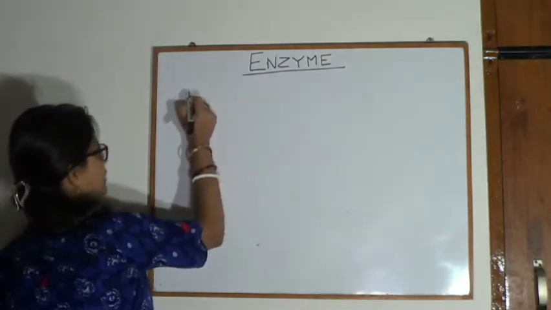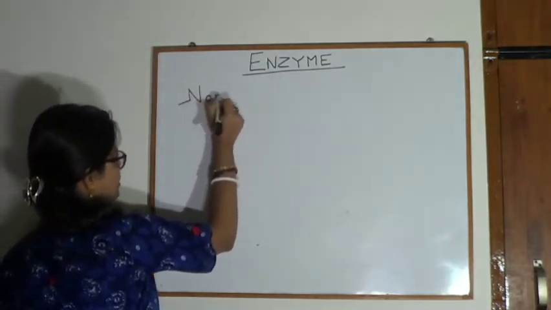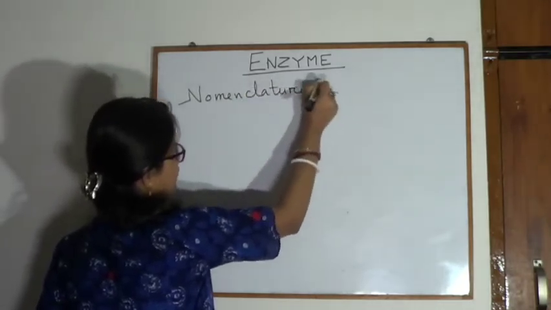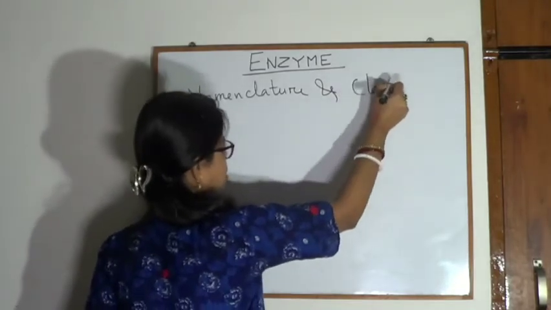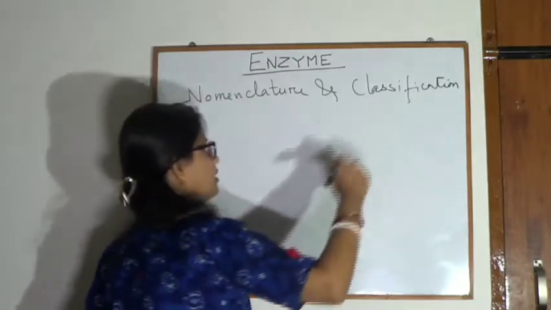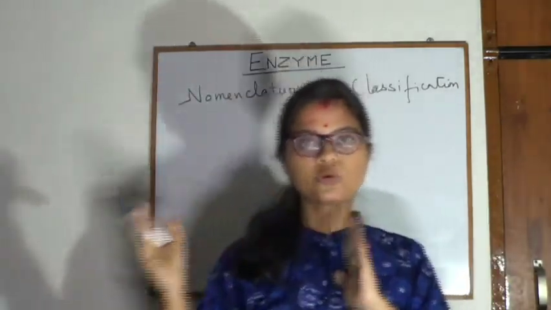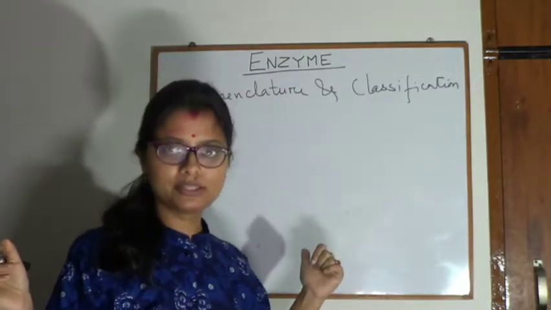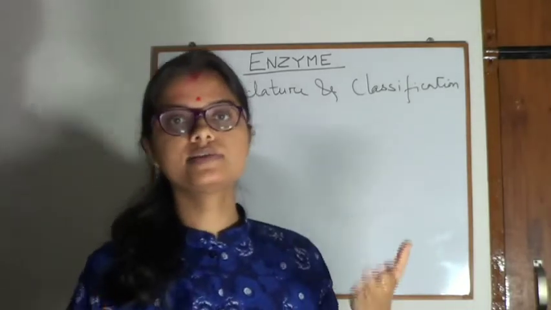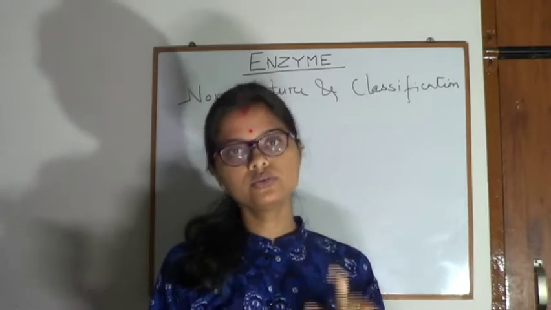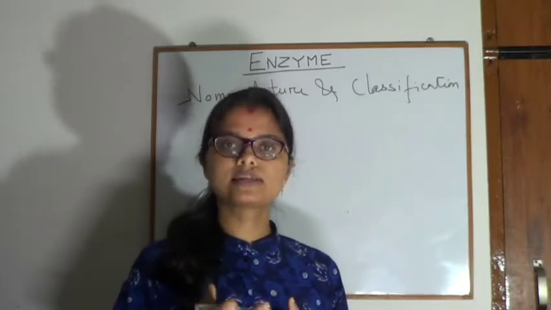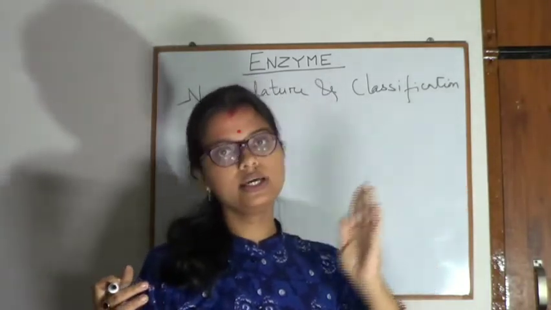Today we will discuss nomenclature and classification. Classification means the whole enzyme set is classified into some groups, and nomenclature means naming of the groups. There are many rules, including some recent ones. According to the rules, names have been given to enzymes, but we will discuss from the old rule to the recent one.